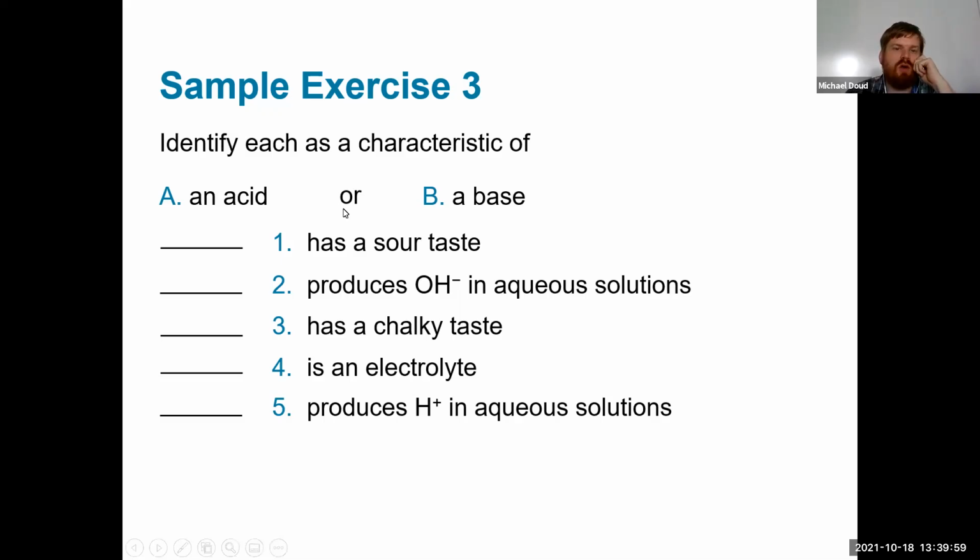Okay, we're back. So 1, sour taste, that matches acid, right? Think citric acid, citrus fruits, sour. Okay, how about produces hydroxide ions in aqueous solutions? The hydroxide ions are basic, so that's B, basic. Chalkiness, that's a basic flavor. And is an electrolyte, both of them, Arrhenius acids and bases, are electrolytes. And then finally, produces hydrogen ions in solution. That's an acid.